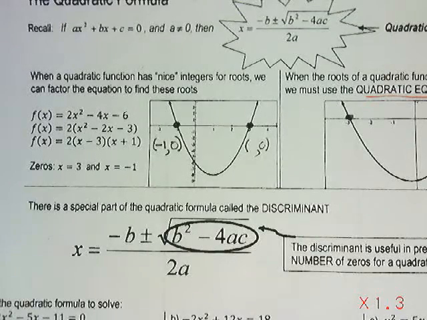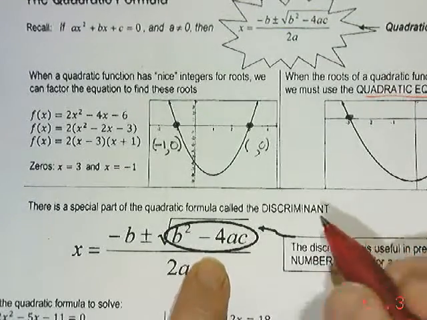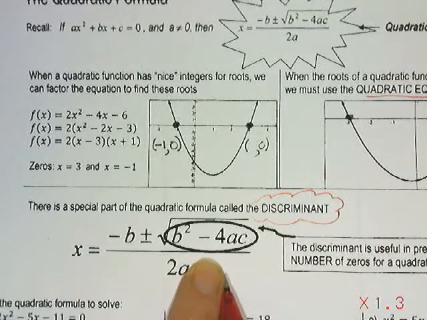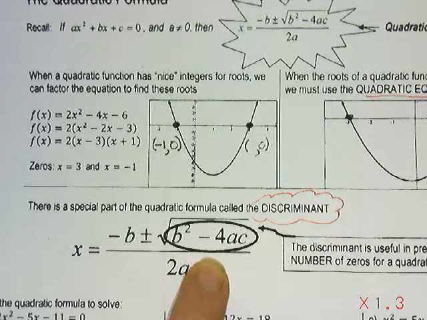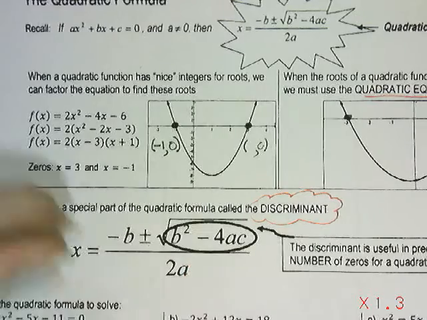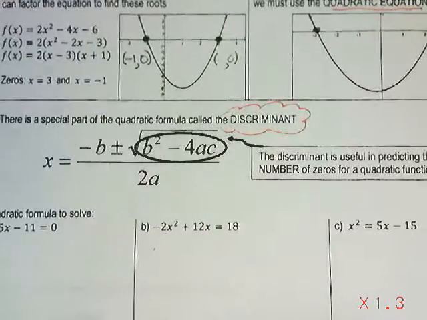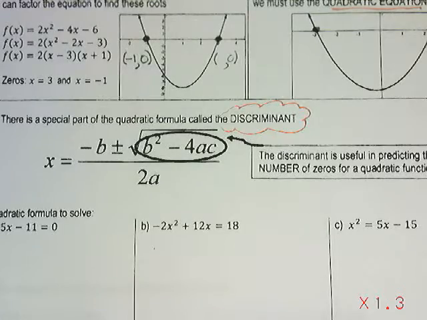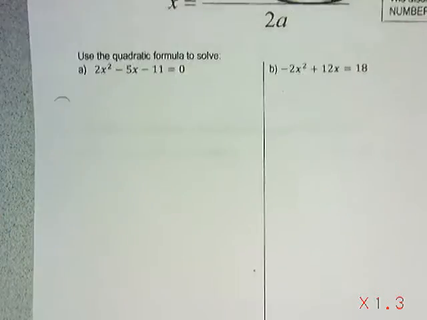Now, what I want to do is really focus in on part of my quadratic formula, the part that we call the discriminant. It's the part under the root sign. It doesn't include the root sign. It's the part under the root sign. And it can tell us an awful lot about the way our parabola sits on a graph.